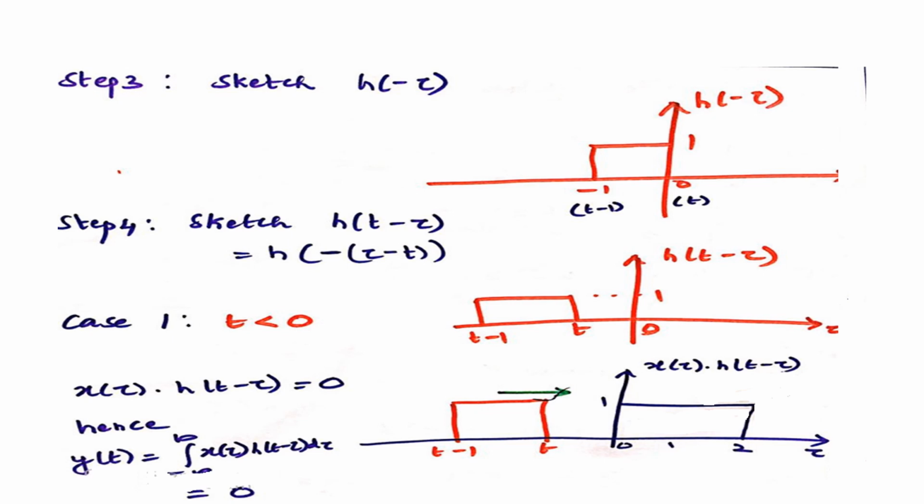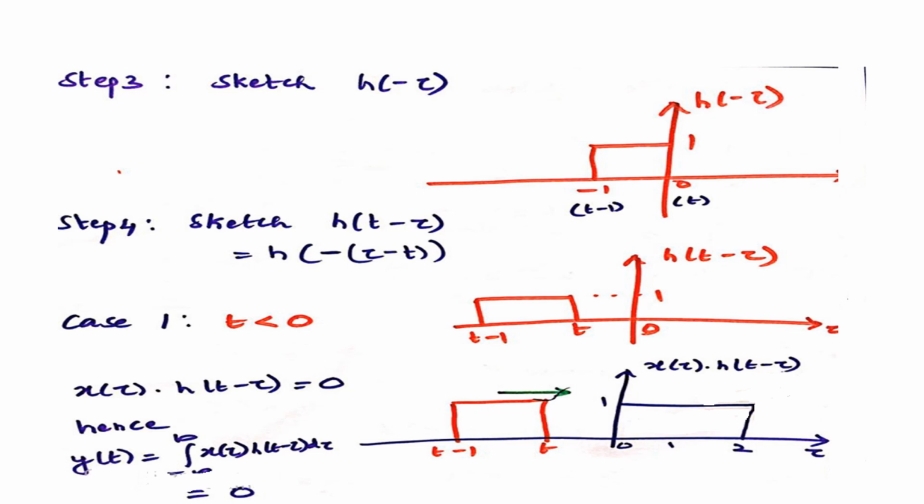If t is less than 0, we slowly glide it to the right side. So initially, when t is less than 0 and we have sketched both the signals on the same graph, we don't see a product which exists. See, this is 0 and this is the first edge. We don't see a product which actually exists in this case.